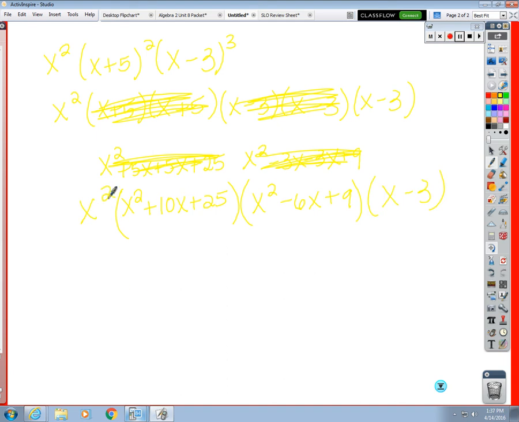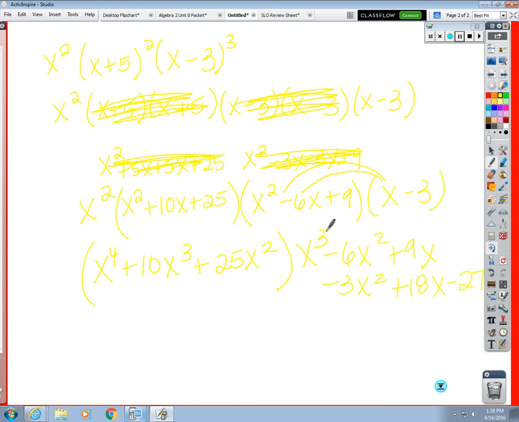Okay, if I even started, say the next thing I do is I distribute out this x squared to all of this. That becomes x to the 4th plus 10x cubed plus 25x squared. Then say I distribute this binomial to all of that. X times x squared is x cubed. X times negative 6x is negative 6x squared. X times 9 is 9x. Negative 3 times x squared is negative 3x squared. Negative 3 times negative 6x is positive 18x. And negative 3 times 9 is negative 27.